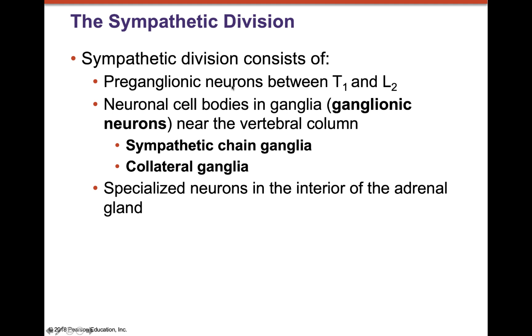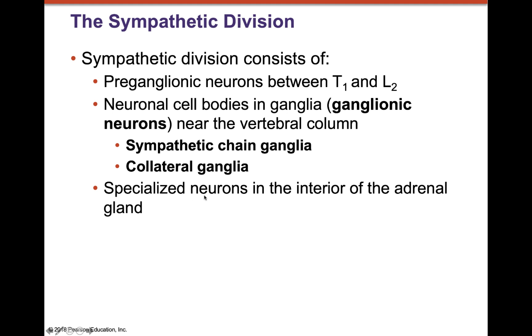So the neurons for the sympathetic division are located between T1, thoracic 1 vertebra, and L2, lumbar 2 vertebra. The cell bodies are in the ganglia. When we're saying ganglia, that means they are not in the spinal cord or the CNS. They're located outside of the CNS, near the vertebral column. Those are called sympathetic chain ganglia because they're going to make a chain. And then there's also something called collateral ganglia. I'm going to show you what that is as well.